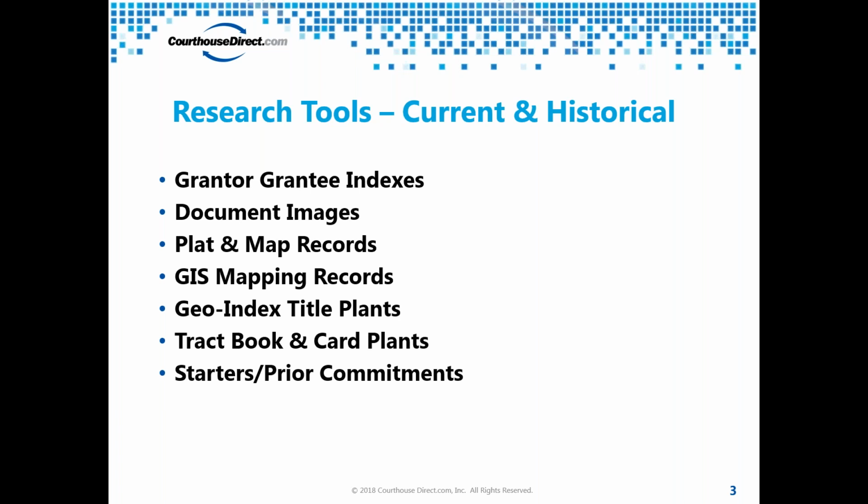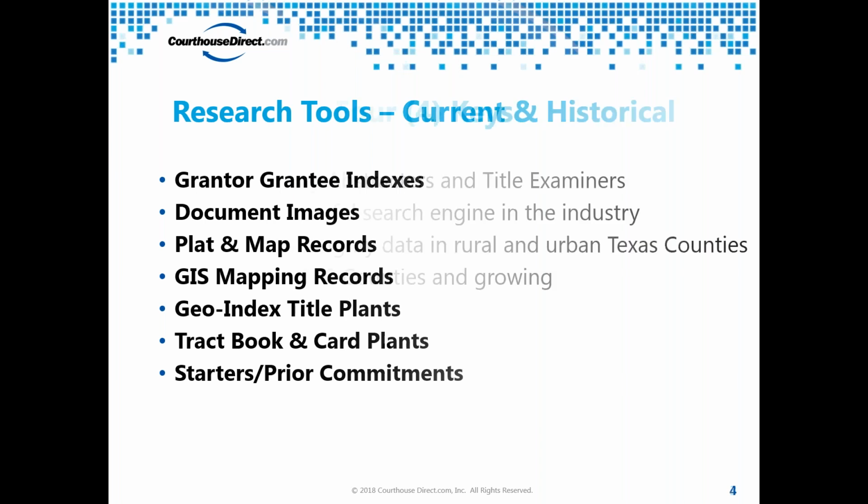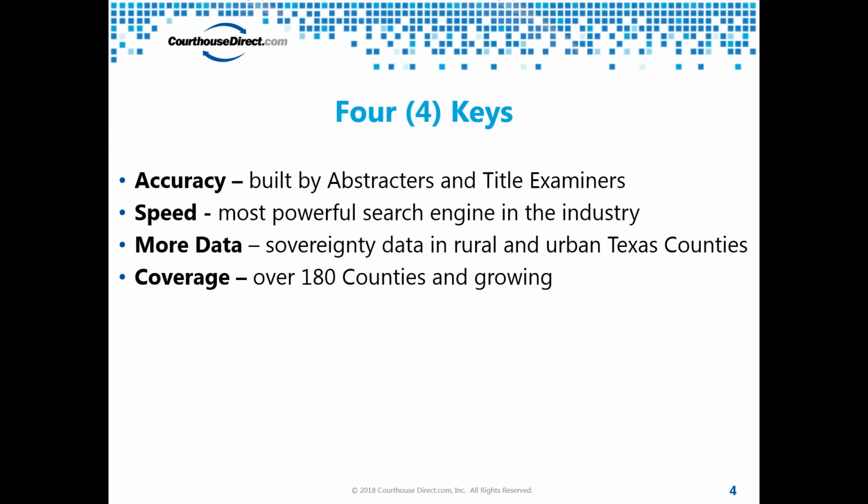We're going to look at a few things. We're going to look at grantor-grantee indexes, both current indexes and historical records, document images, plat and map records, GIS mapping, which is relatively new for us, but we've done a lot in that regard. Our Geo Index title plants, this is our non-insurance access to our geographic databases. Also, we're going to look at our track books and card plants that we have, and then some starters and prior commitments.